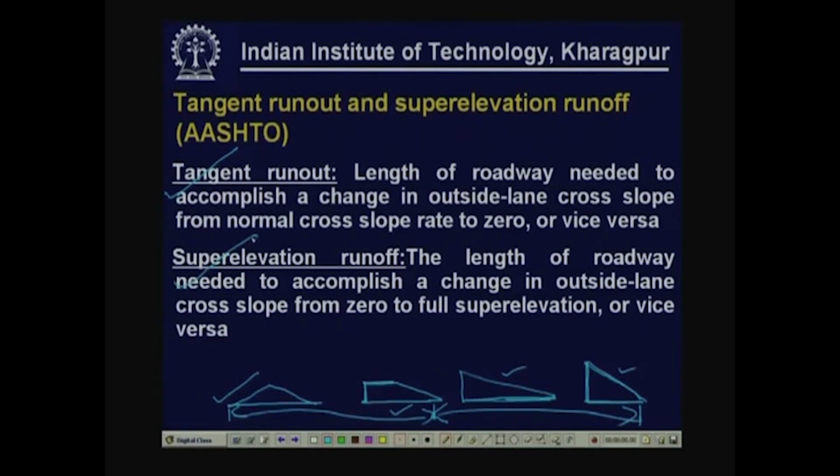Super elevation runoff is the length of roadway needed to accomplish a change in outside lane cross slope from 0, as shown here, to full super elevation or vice versa. So, that is what is known as tangent runout and super elevation runoff.